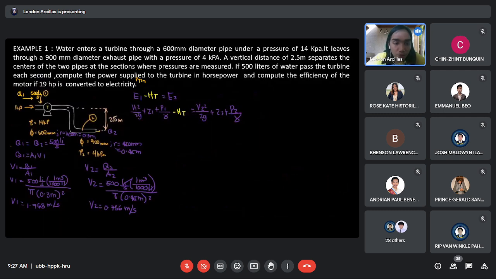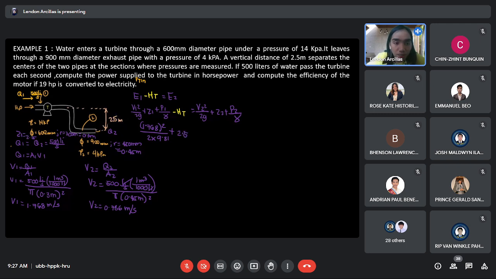Substitute the given. So, ang velocity 1 is 1.768. Hindi ko na ilalagay yung unit para magkasya. Ang 2 times 9.81, the gravitational pull is 9.81 meters per second squared. Z1, what is the Z1 here? Again, that is 2.5 from the datum yung Z1. So, that is 2.5.